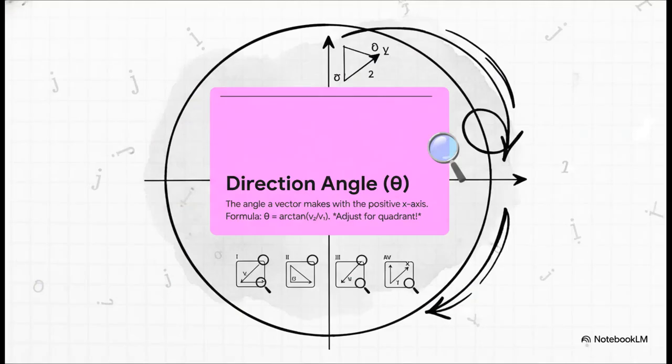So this direction angle, which we call theta, is just the angle the vector makes starting from the positive x-axis and going counterclockwise. The formula is pretty straightforward: inverse tangent of the y part over the x part. But, and this is a huge but, you see that warning on the slide? You have to pay attention to the quadrant. Let me show you why.